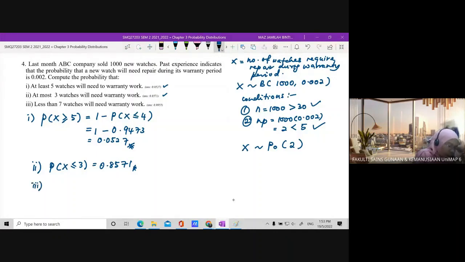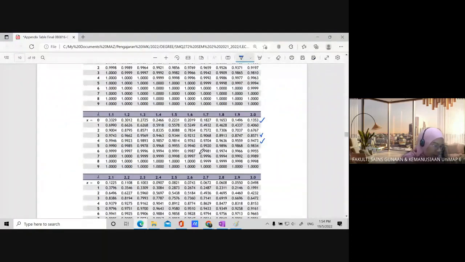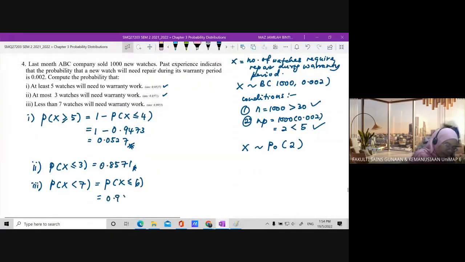Part 3: less than 7 watches will need warranty work. P(X less than 7). So it will be P(X less than or equal to what?) Last question, come on. Less than 7, so it will be less than or equal to 6. Yes. Seems you are still very slow in identifying what the number will be. So less than or equal to 6 for lambda equal to 2 is 0.9955.